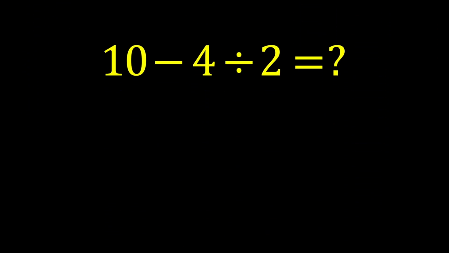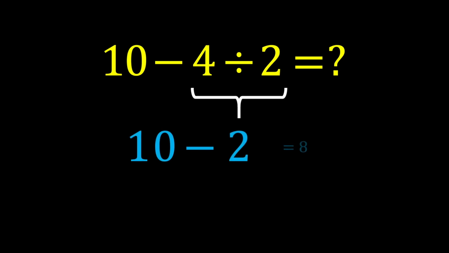The expression is 10 minus 4 divided by 2. In this expression, there is one subtraction and one division. According to PEMDAS, division has a higher priority than subtraction. Therefore, we perform the division first, and then we perform the subtraction. 4 divided by 2 equals 2, finally, 10 minus 2 equals 8, which is our final and correct answer.